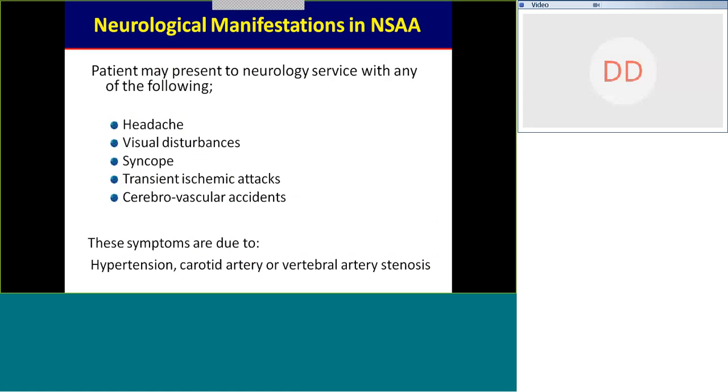It is not uncommon that many of these patients actually present to neurology services, and then we are called to see the patient because the patient has hypertension, and they present to neurology because of involvement of the carotid arteries, vertebral arteries, or because of severe hypertension. So they present with headache, visual disturbances, even syncope, transient ischemic attacks, and sometimes a full-blown cerebrovascular accident. So if they are young and found to be hypertensive, I think they need to be investigated for aortoarteritis.